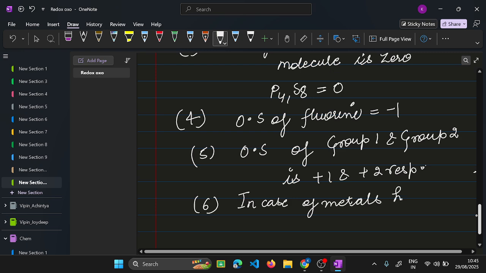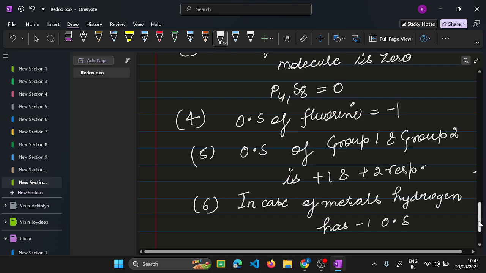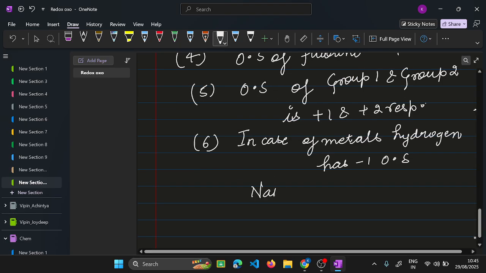in case of metal, hydrogen has -1 oxidation state. Like I am taking NaH. This is known as sodium hydride. So what is the charge on sodium? Plus one and -1. +1. And hydrogen has -1.